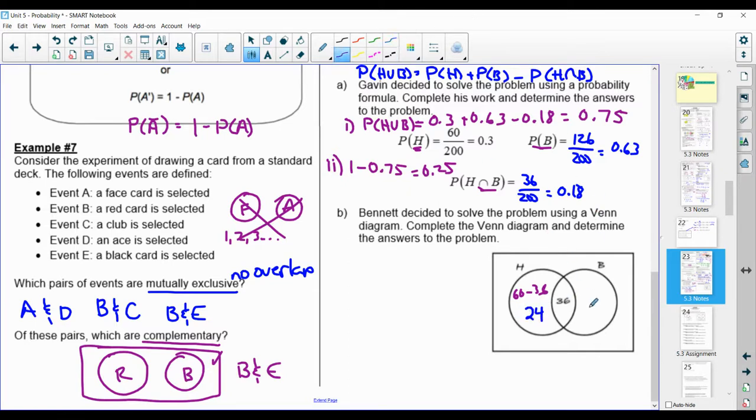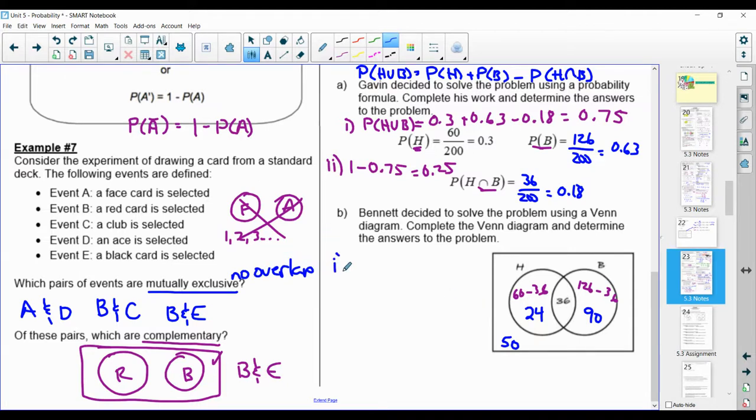And then for backache, there's 126. Well, 126 take away 36 gives us 90. So there are 90 people that have backache relief but not headache relief. Now, that doesn't total up to everything, so we need to add these up. These add up to 150, and since there were 200 patients surveyed, that means there's a 50 outside, so this has to all add up to 200.